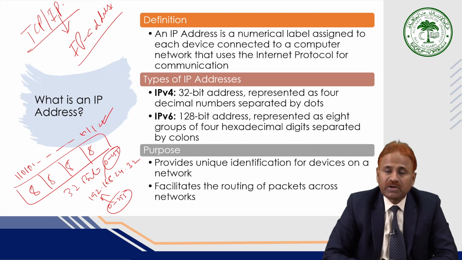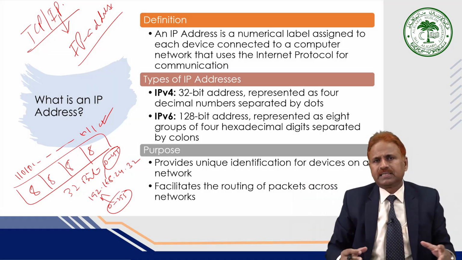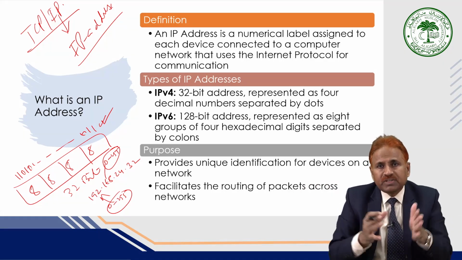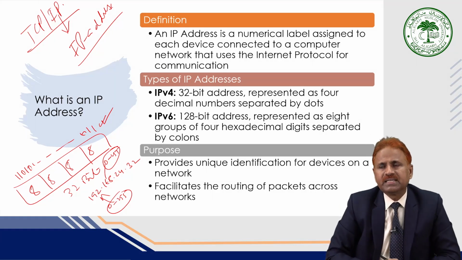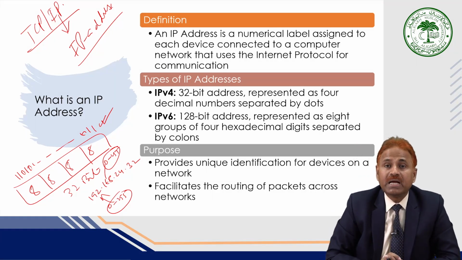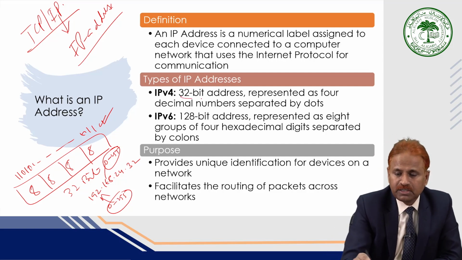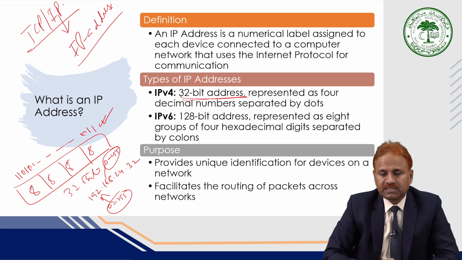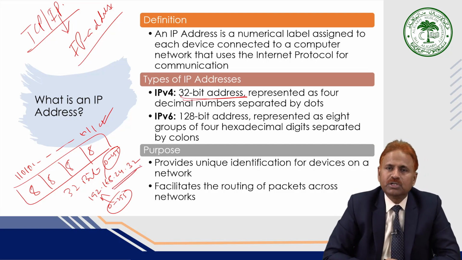Types of IP addresses: there are 2 types of IP addresses. One is known as IP version 4. Currently in most of the setups we are using IP version 4. Now we are in the process of transitioning from IP version 4 networks to IP version 6. IP version 4 networks have 32-bit addresses represented as 4 decimal numbers separated by dots, as I have told you over here.